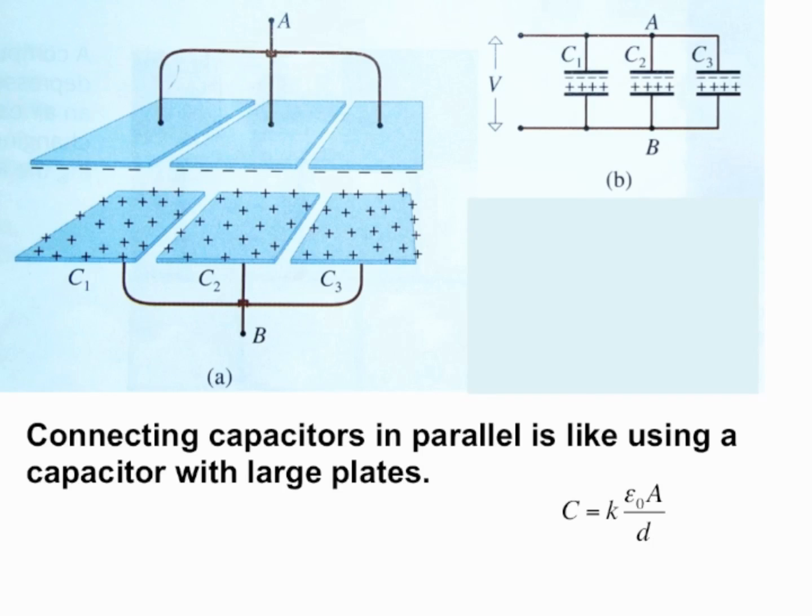Capacitors in parallel. Connecting capacitors in parallel is like using a capacitor with large plates. All right, so let's look at this diagram up here in the upper left. We can see that we have three separate capacitors, but since they're close together, it's almost like we have one large capacitor. And so going back to our formula of C equals K epsilon-naught A over D, we can see that capacitance increases when you have larger plate area. Connecting capacitors in parallel increases capacitance.